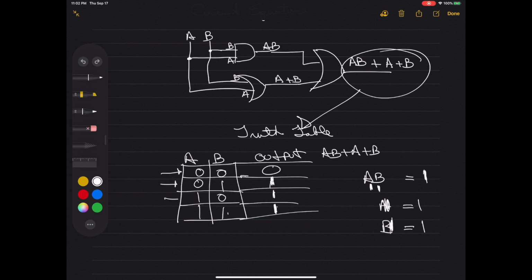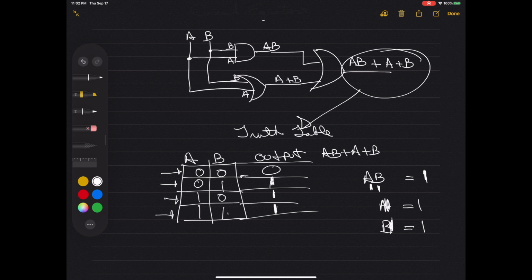Now let's take care of this row right here where A is 1 and B is 0. So A is 1, and B is 0. 0 and anything is 0. 1 or anything is 1. And sure enough, that's exactly what you see over here. You see an output of 1. Okay, so that's good. Let me just go ahead and undo everything. So careful. There we go.